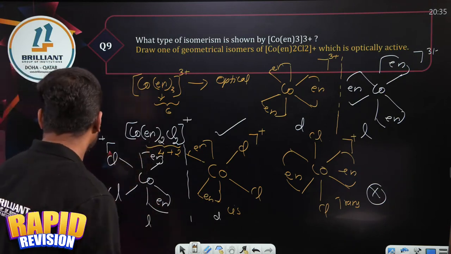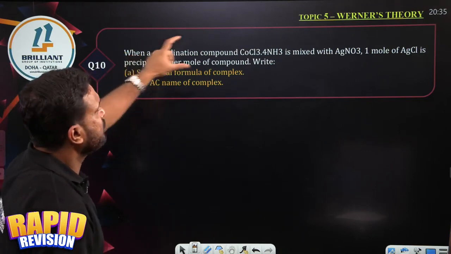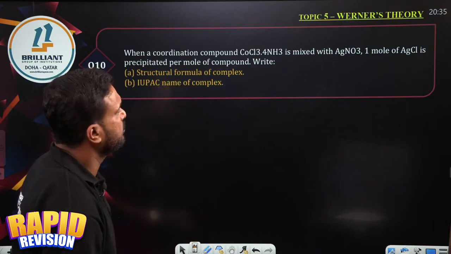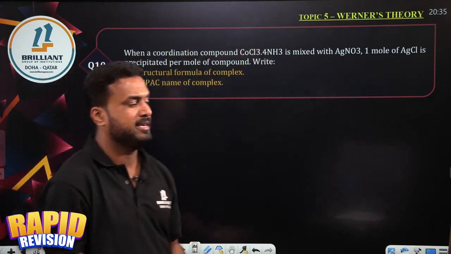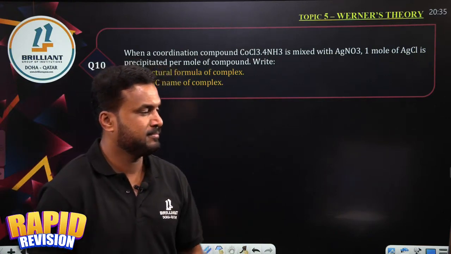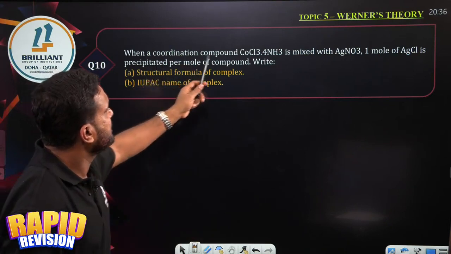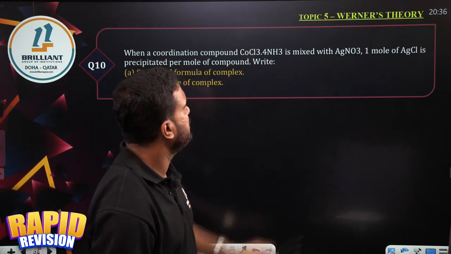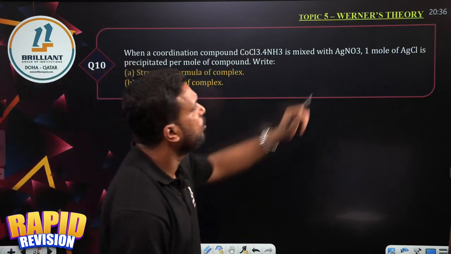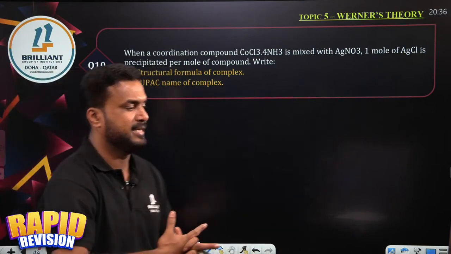Fine. Now we will go to question number 10. Hope you understood. This is a question based on Werner theory. One more topic, then this chapter will get over. Have you seen this question anywhere, in a previous board paper, or have you practiced this? Read the question first. When a coordination compound having the formula CoCl3.4NH3 is mixed with AgNO3, 1 mole of AgCl is precipitated per mole of compound. Write the structural formula and name.